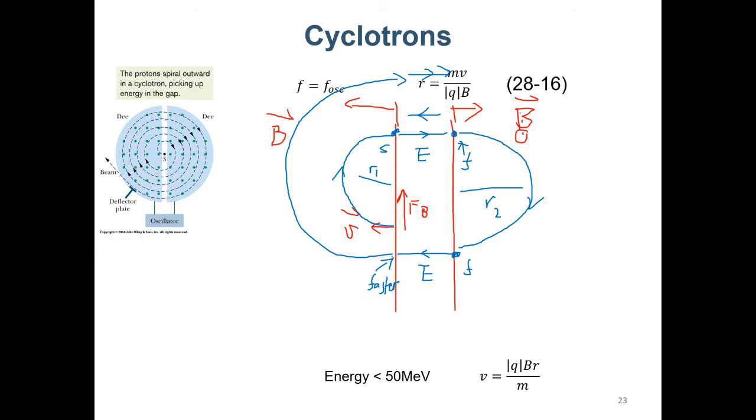But actually, this one has a limitation. It can only accelerate the particle to less than 50 MeV, because the disk has to be very large, which means that we need a uniform B field over this disk. And this is not a very good way to make a large B field over a large area, because we need a large amount of energy.